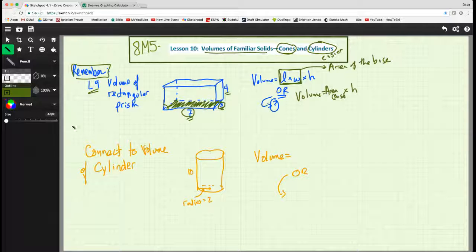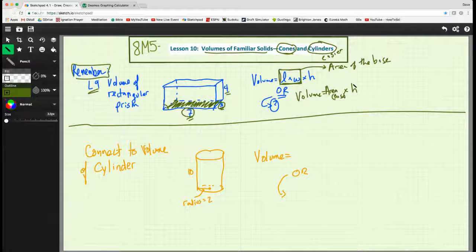What they want to do in lesson 10 is draw the comparison to how we can find the volume of the cylinder. We're going to say that the volume of any object that stands straight up in the air is the area of the base times its height. And that's true for cylinders.